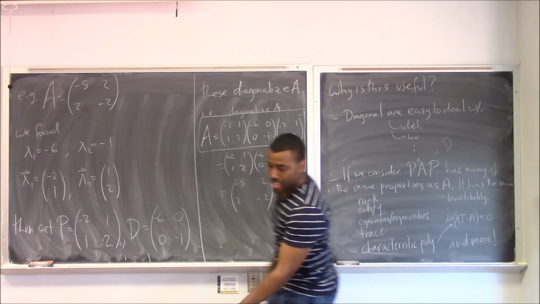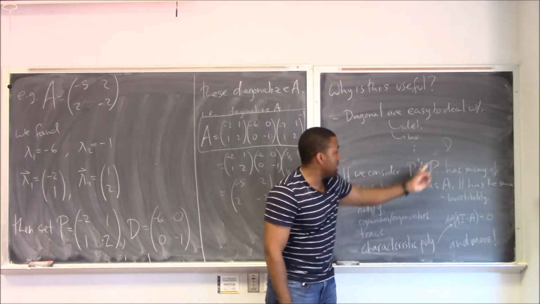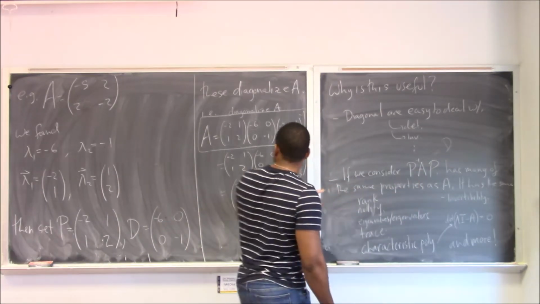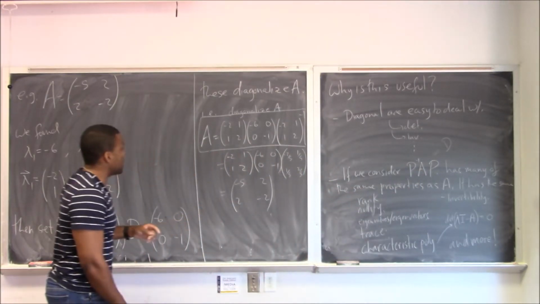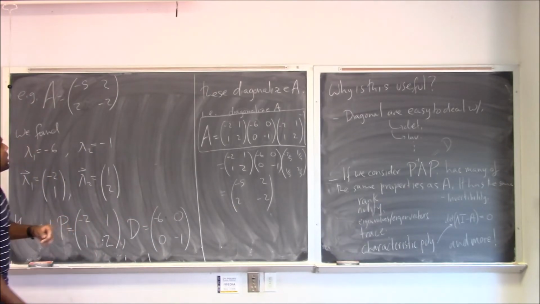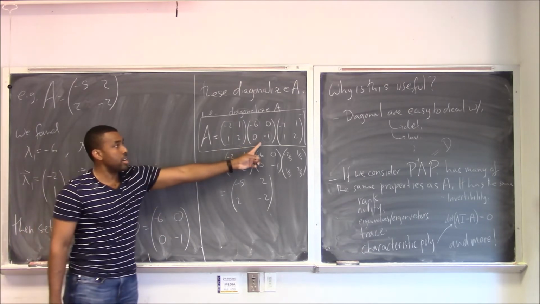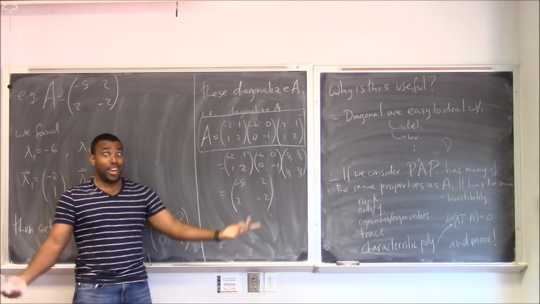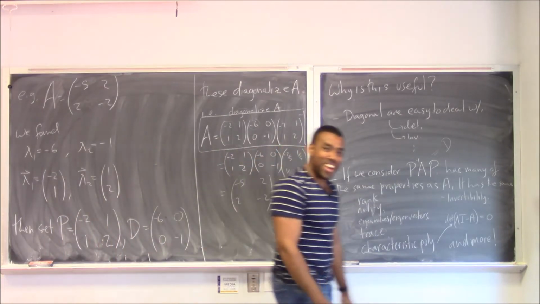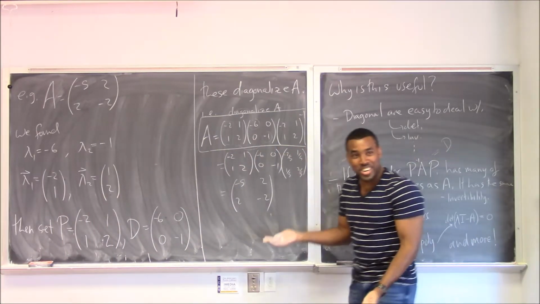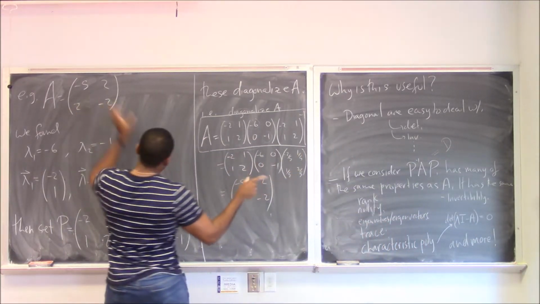So the idea is these two matrices, D and A, will share a lot of the same properties, and you can even see some of them here. Like, what is the trace of A here? -7. What's the trace of this diagonal matrix? Right? Knowing the trace of one, I know the trace of the other. A lot of the properties will be the same.